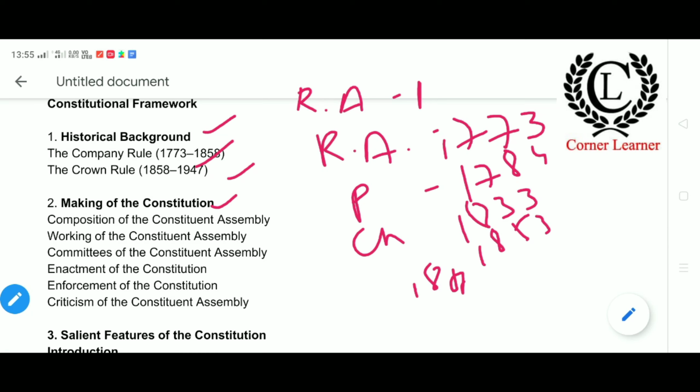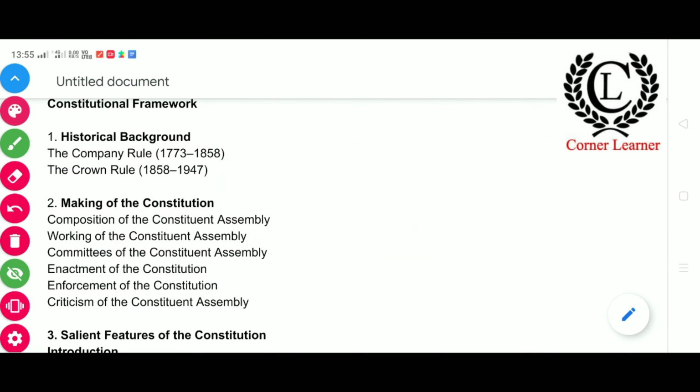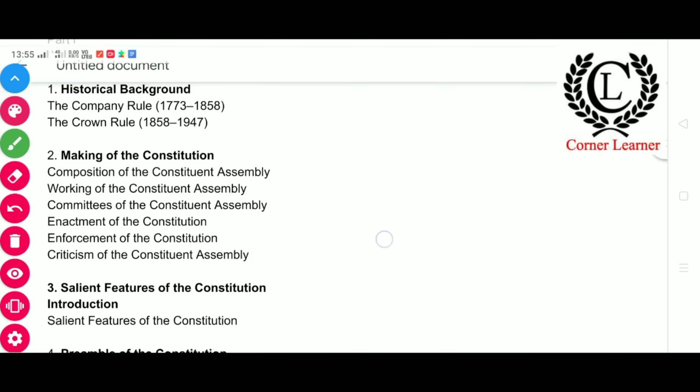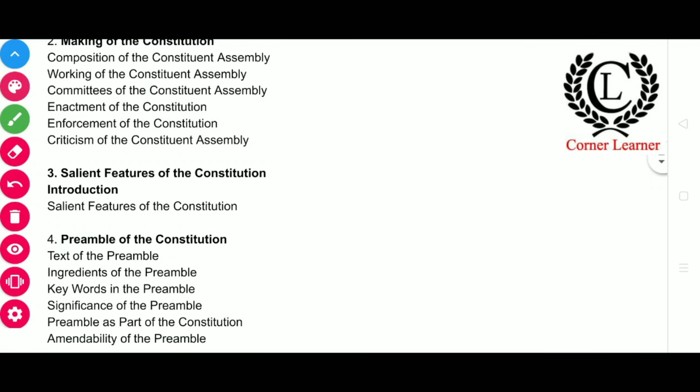Next, making of the constitution. In the making of the constitution, we learn the composition of the constituent assembly. So what is a constituent assembly, and committees of the constituent assembly, and enactment and enforcement. All this we learn in making of the constitution. Next, the third chapter we have is salient features of the constitution.